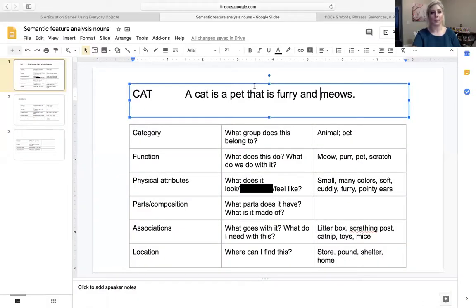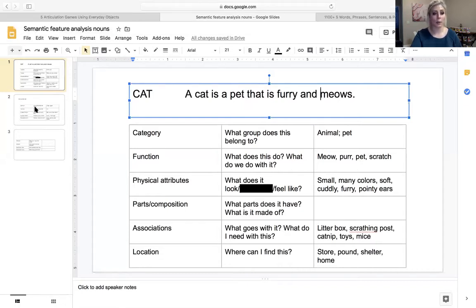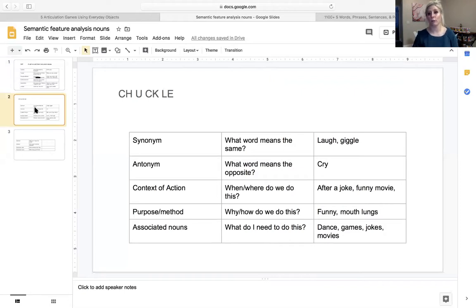This is always kind of a little dicey. Okay, here we go. All right, so last time we did nouns, and this is typically what I'll start with because nouns can be more concrete. Okay, so we're going to go into verbs and adjectives.